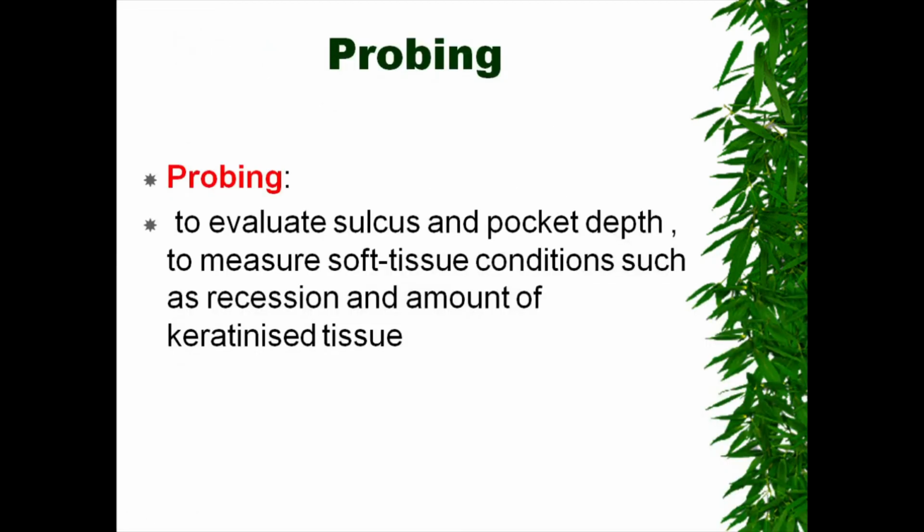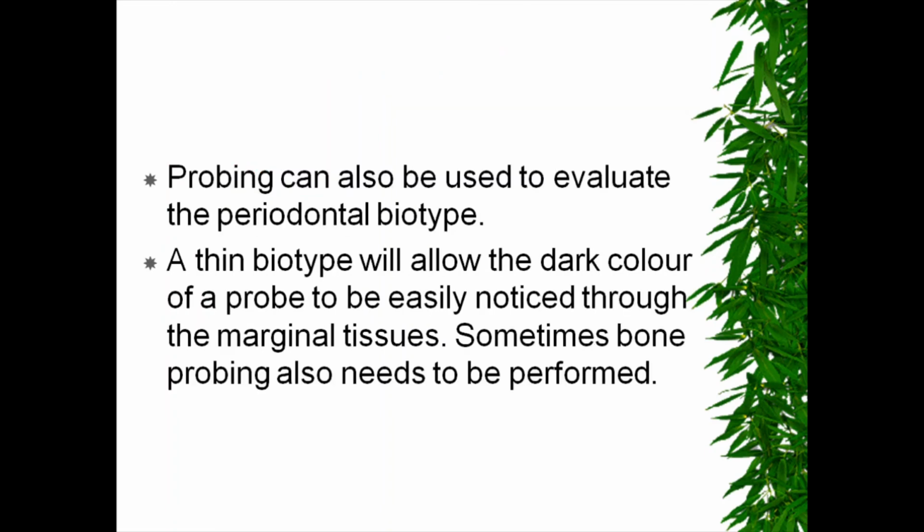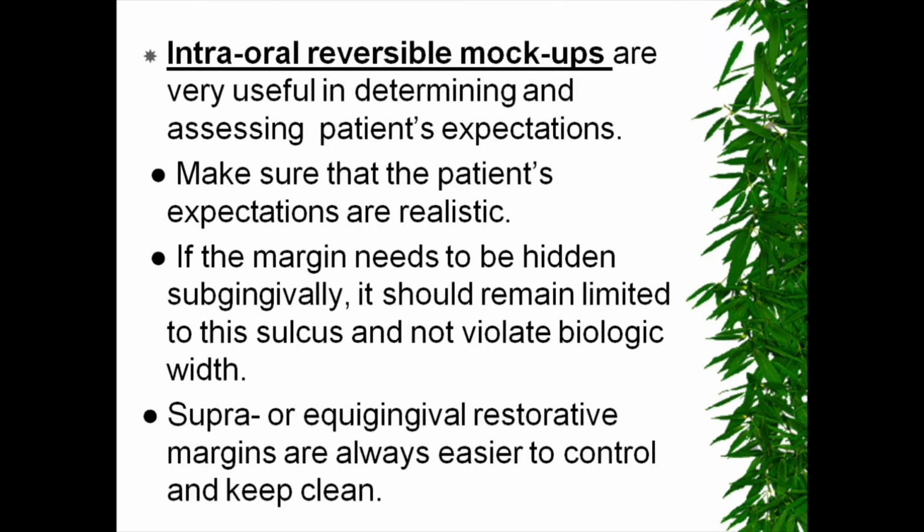Coming on to probing. Probing is done to evaluate sulcus and pocket depth and to measure soft tissue conditions such as recession and the amount of keratinized tissue present. Probing can also be used to evaluate the periodontal biotype, to distinguish thick and thin gingival biotype. A thin biotype will allow the dark color of the probe to be easily noticed through the marginal tissues. Sometimes bone probing also needs to be performed.